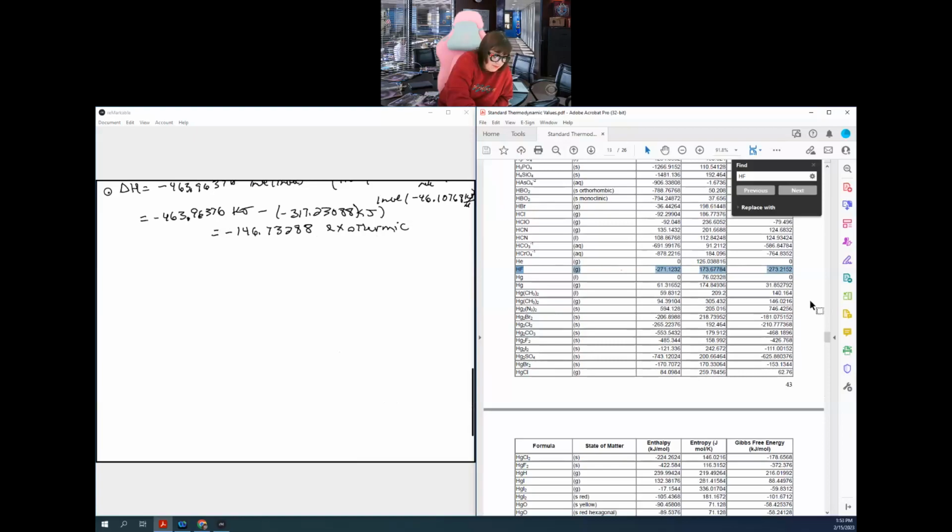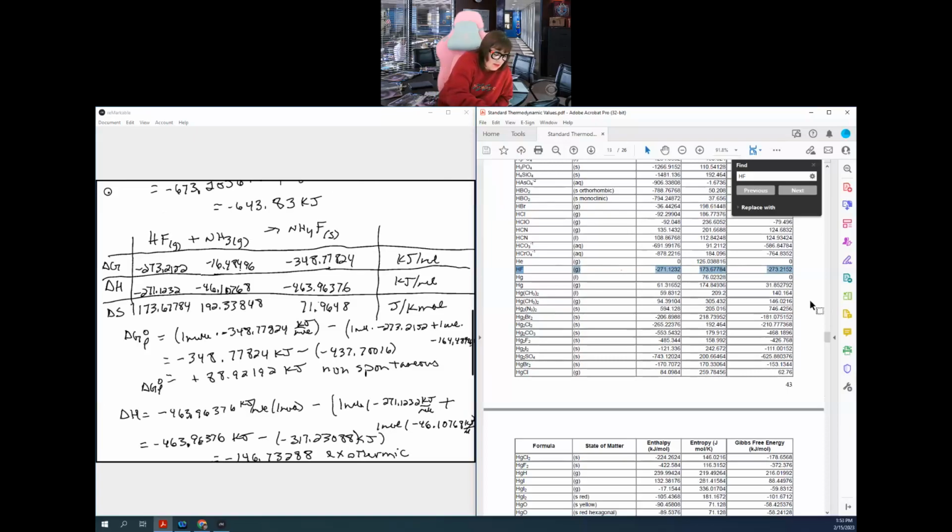Now, when we talk about the delta S, I'm guessing that it's not going to be favorable. And so when we look at our values for delta S, we have 71.9. Actually, I'm just going to, because I can cheat.